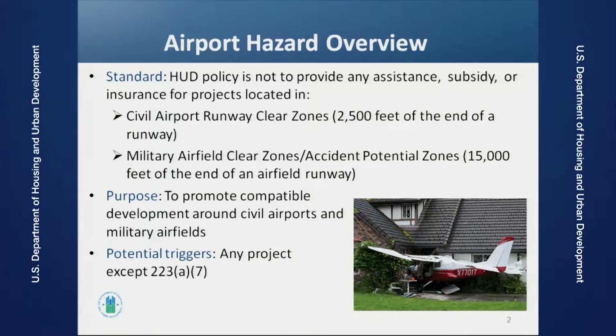But what we're really trying to prevent is what is shown in this picture right here, and we do not want airplanes crashing into our projects. So that is really what we're trying to prevent here. Potential triggers are any FHA project except for 223(a)(7), because those should have already gone through the environmental review process.